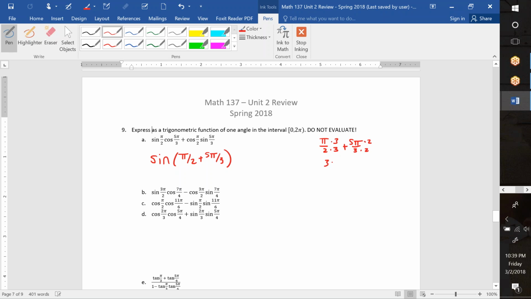So this is 3 pi plus 10 pi all over 6. That's 13 pi over 6. That's too much because that's over 2 pi. So remember, if you subtract off 2 pi, which is 12 pi over 6, that gives me just pi over 6. So this is sine of pi over 6.